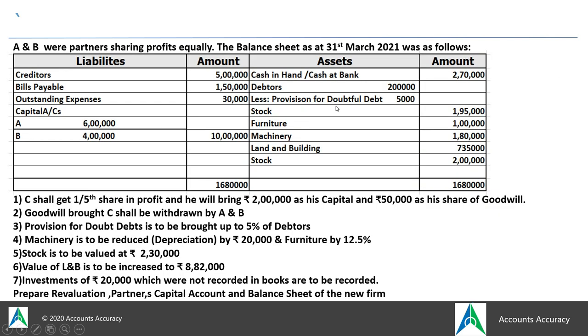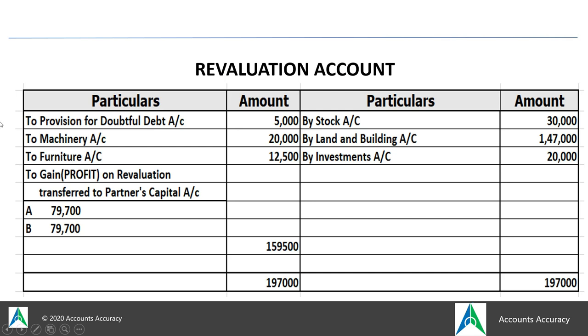Then we have the value of land and building which got increased to 8,82,000. Earlier the value was 7,35,000 and now the value is 8,82,000. So the difference between 8,82,000 and 7,35,000 is 1,47,000. So there is again an increase of 1,47,000 which will be reflected at the credit side of revaluation account.